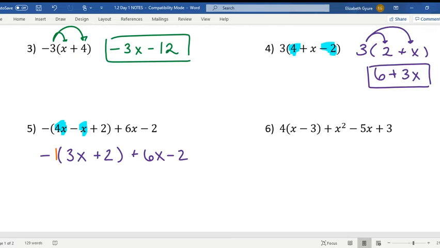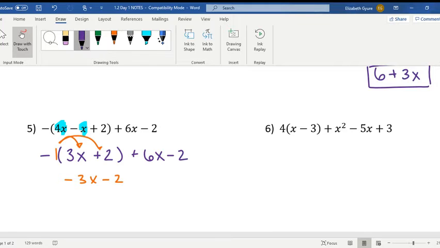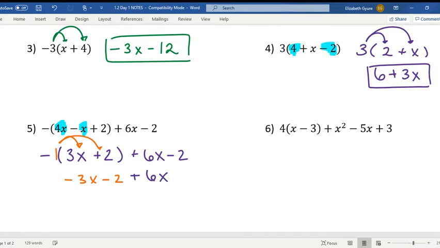That's okay. So we're going to distribute our -1. Now what happens if we took -1 times 3x? It'd be -3x, good. And then what's going to happen if you take -1 times 2? -2. And then just drop down your 6x and your -2. That's good, Mason.